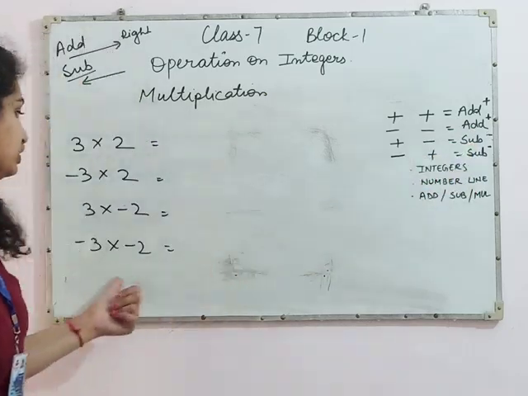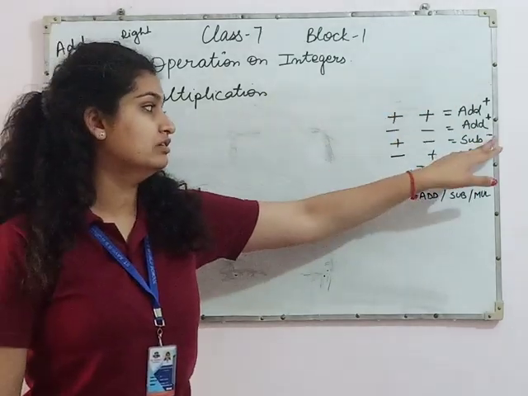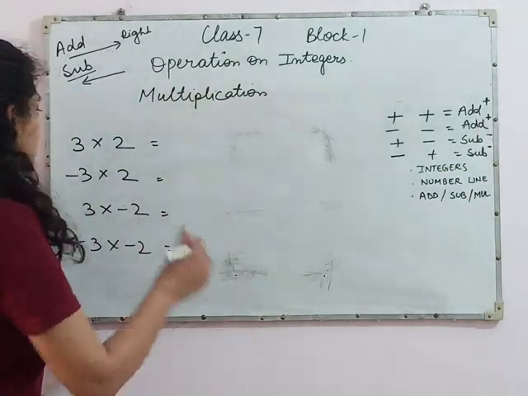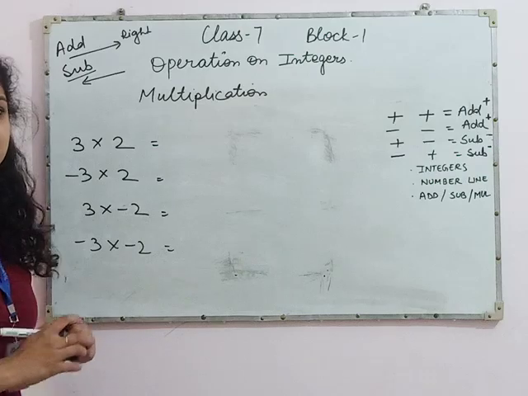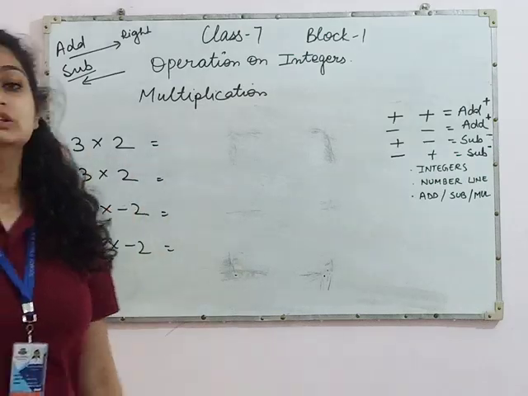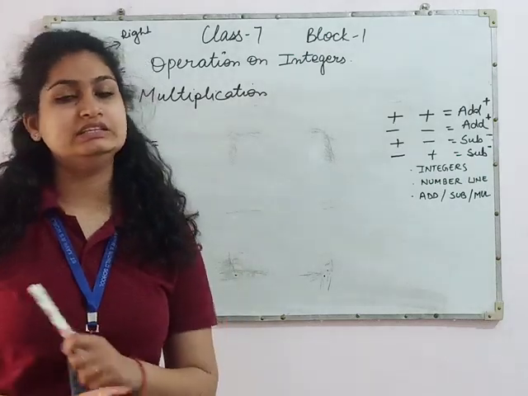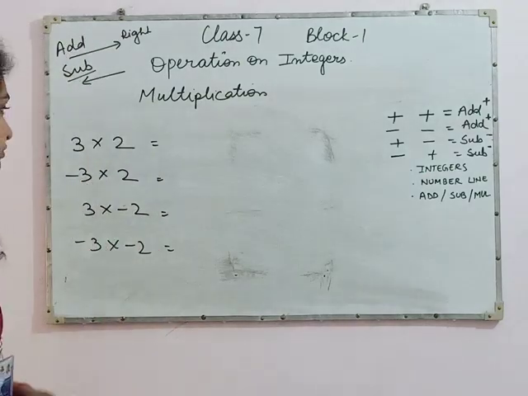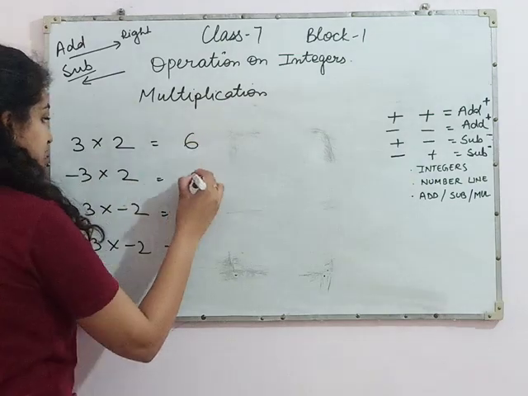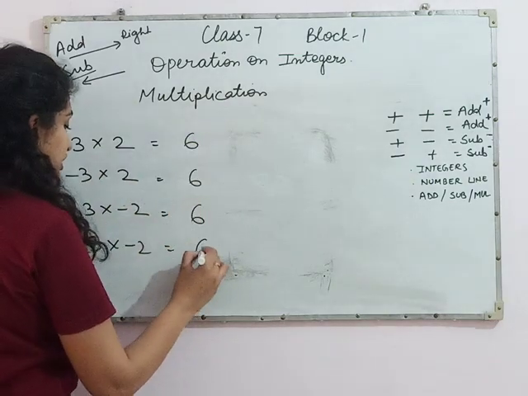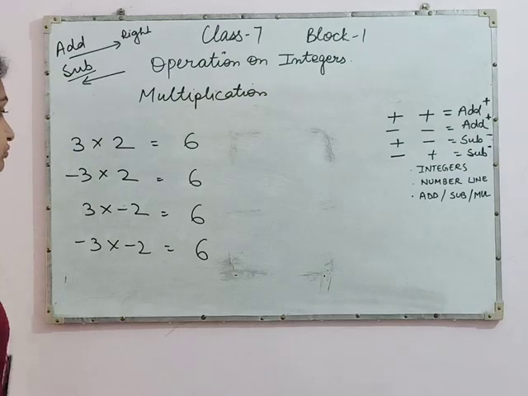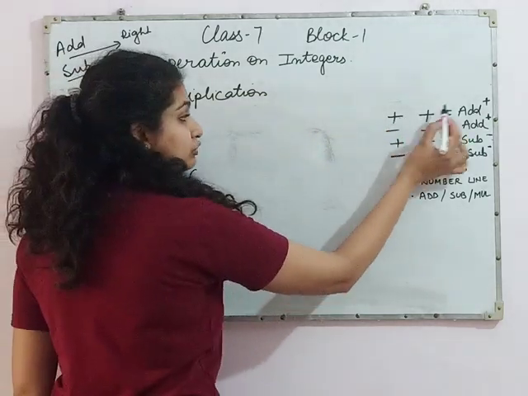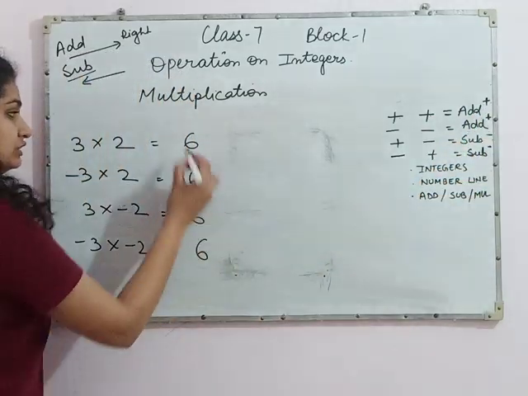But in multiplication, we are generating the symbols of the final answers. First of all, in multiplying, just forget about the symbols. Multiply the integers as they are without remembering that they have some symbols. 3 2s are 6. Both are positive. If both integers are positive, it will generate a positive integer.